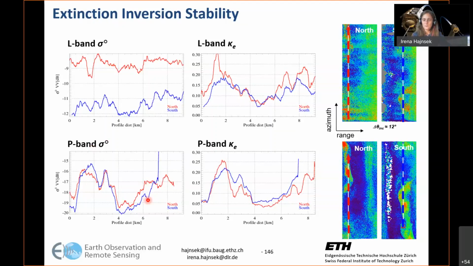Very close now to each other, north and south, the same area of interest. And now you see the P-band, again, the extinction parameter, which also fits much better. So what does it mean? In L-band, we are penetrating into the snow and ice region.